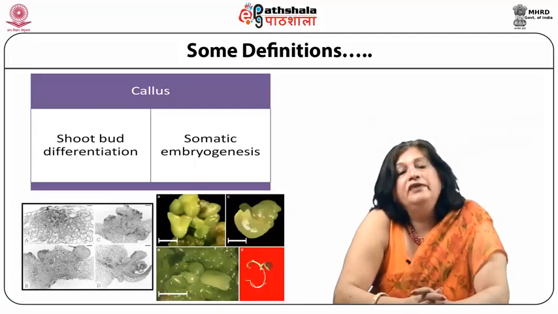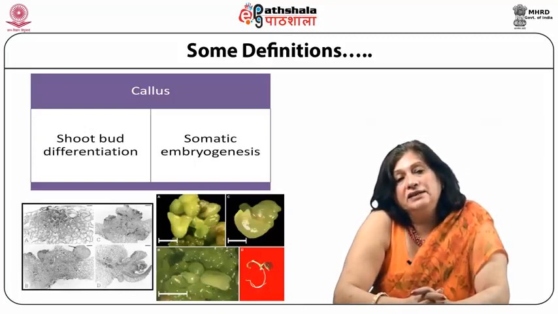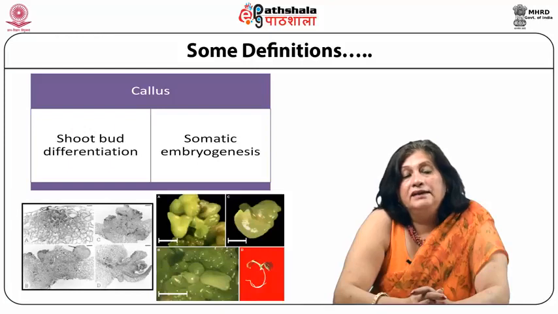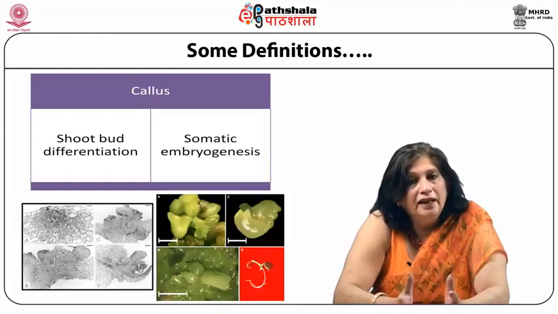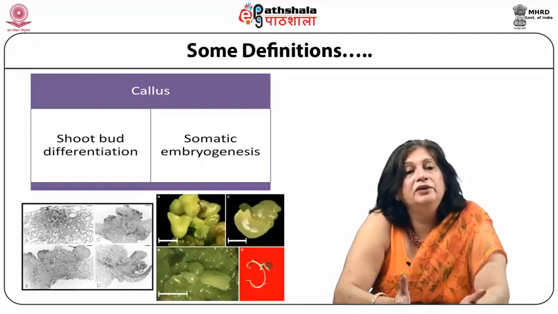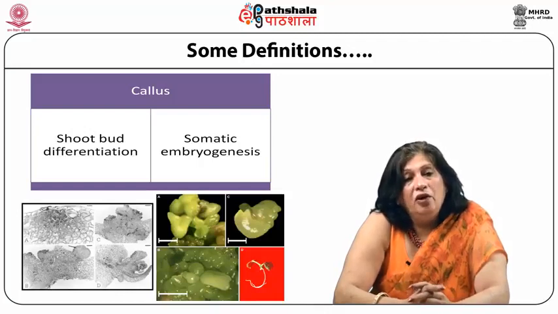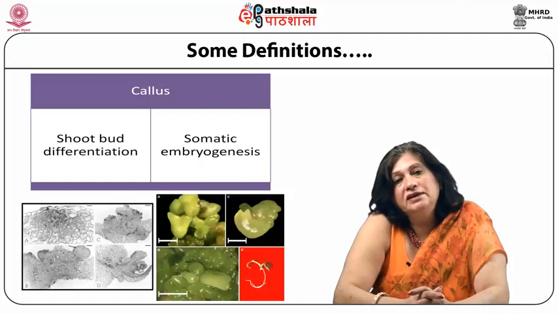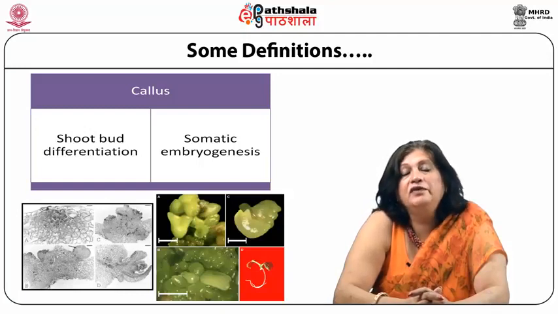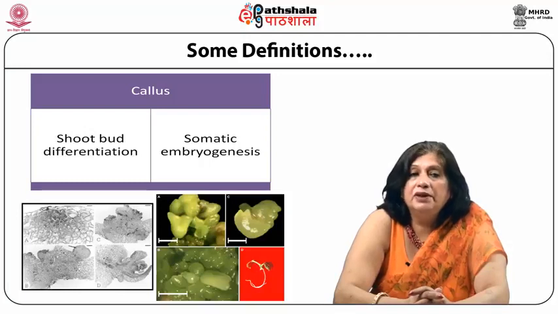Now, what are the factors that control organogenesis? As I said, it is a sort of control. What you do is you play around with the growth regulators and with the media, whatever it requires. It was postulated long back that it is cytokinins which favor shoot bud differentiation and auxins which favor rooting.